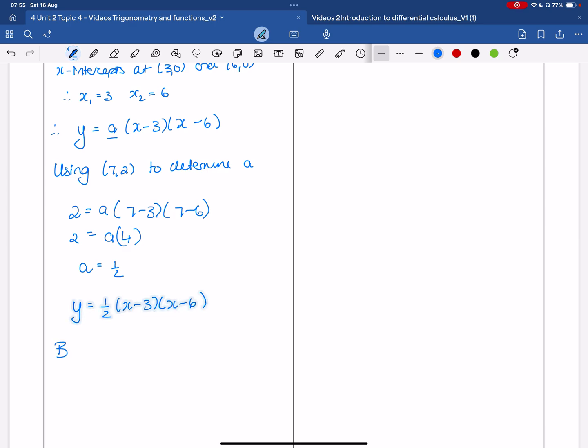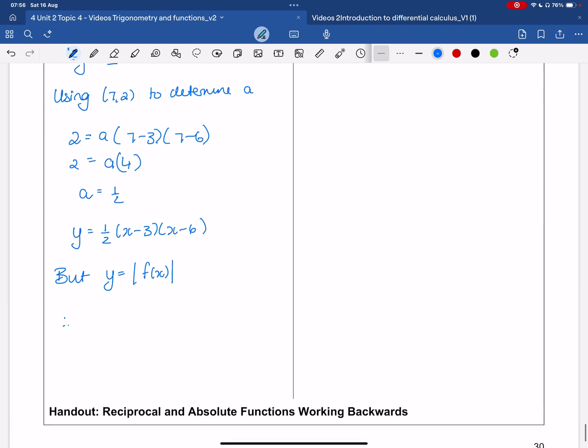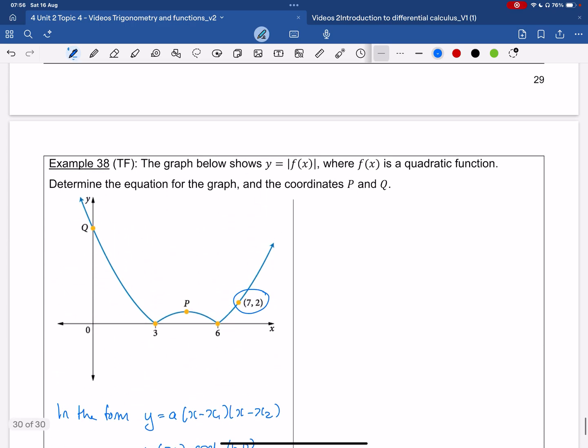But I'm looking for my absolute value function, okay? So I've been told that y is the absolute value of that function. Therefore, my equation is going to be y is the absolute value of a half (x minus 3)(x minus 6). All right, the next part of that says, find the coordinates of P and Q.